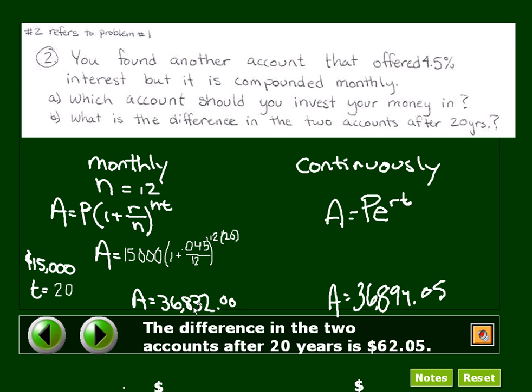36,894. Now, there's something not complete about these. I'm going to make sure you have to put the dollar sign. But the question asks, which account should you invest your money in? And, well, I guess if you're trying to earn more money, then you would invest your money in the compounding continuously. The difference in the two accounts after 20 years is just $62.05. But compounding continuously gets them more money. Alright.